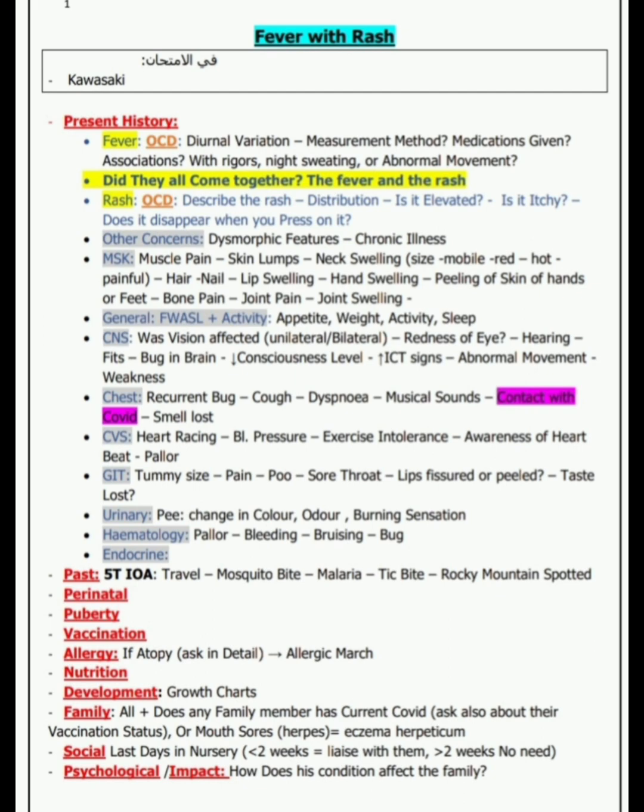So in the fever with rash history, one of the important diseases is Kawasaki disease, which presents with fever and rash. Now, the introduction is similar. Present history, that is, we all know, is the analysis of the presenting complaints. So first, fever is a complaint.